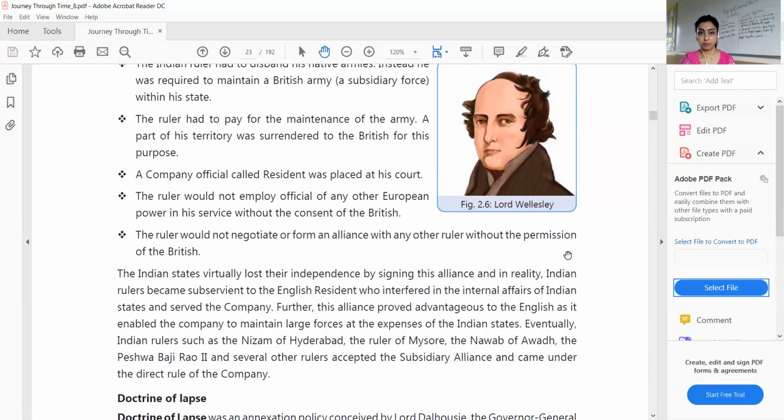So this was all about the subsidiary alliance, where the ruler had to sign an agreement and in return the British company would provide protection from the attack of enemies. But in reality, the rulers lost all their freedom after entering into a subsidiary alliance. They were not allowed to keep their own army, they had to maintain a British army, and they also had to pay a maintenance fee. There would be a resident, a British officer, at the court at all times, who also started to interfere in the internal matters of the court. In this way, the ruler started to lose all his freedom.